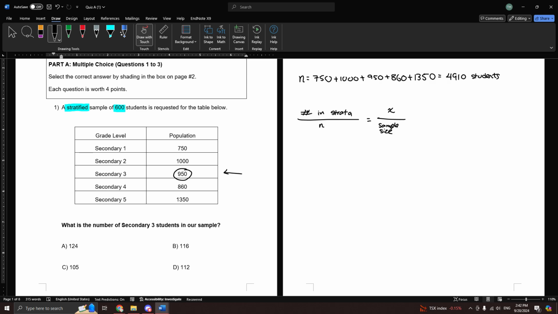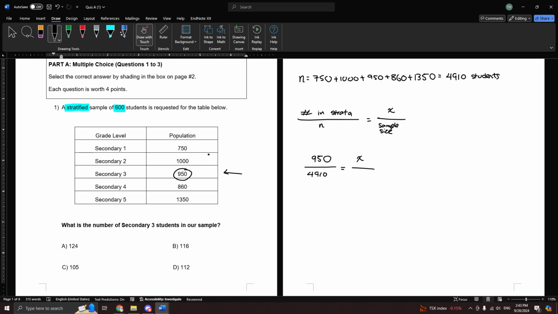So, number in strata. Where are we going to find that information? It's not in the question, it is in this table. It's 950. So we're going to put that right there. Underneath it, we want our total population size. That's N. We calculated N right at the beginning. So 4,910. On the right side, X, that's what we're looking for. We're going to keep that as our variable X. Underneath it is our sample size.